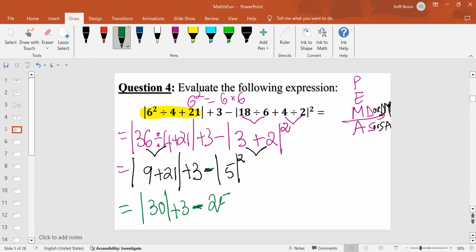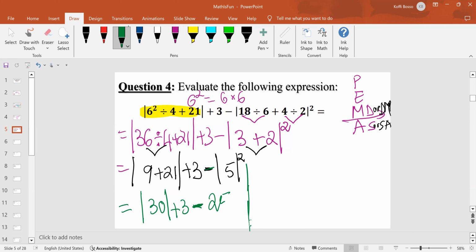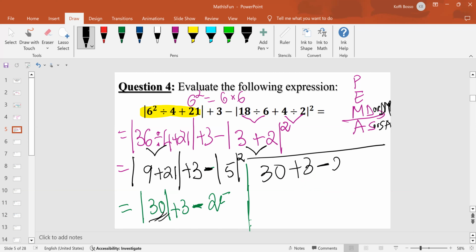Now, you will see that we're going to have the absolute value of 30. The absolute value of 30 gives you 30, plus 3 minus 25. So what I have here is 25. And 30 plus 3 is 33. 33 minus 25 is 8. So the answer for this question 4 is 8.